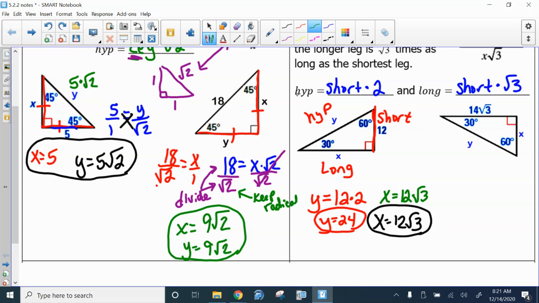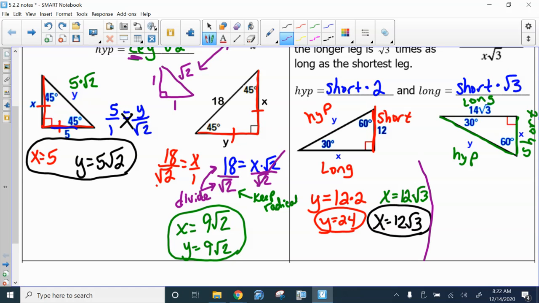All right, so then on the next one, it says our hypotenuse equals the short leg times 2. So here we can see in our next triangle, our hypotenuse is the y value. The short leg would be x. And then the longer leg is our 14 square root 3. So I'm just trying to identify which one's which to start with so that I don't make mistakes. And now the trick, though, is that we can't find the hypotenuse yet using these formulas because we don't know what the short leg is.